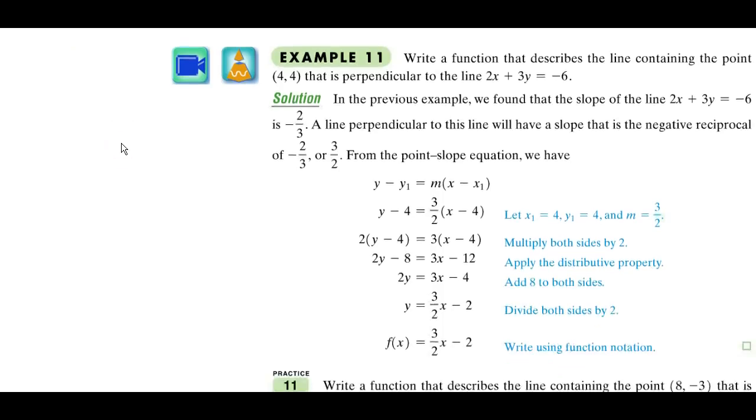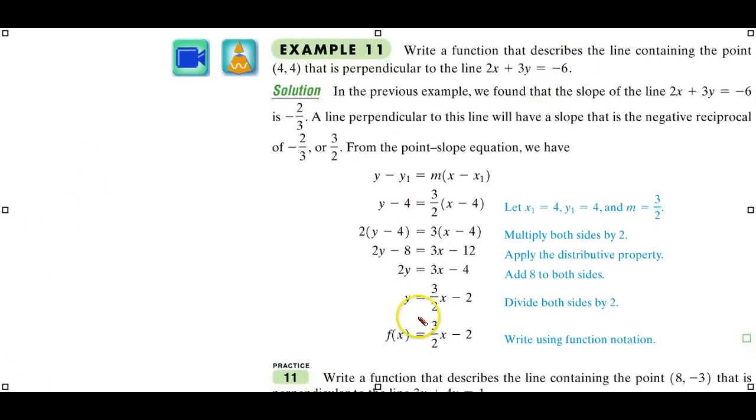Let's read this one carefully. Well, this one they actually want in slope-intercept. Okay. But we're using that very same equation. We want a line now that is perpendicular to this and going through that same point, 4, 4.